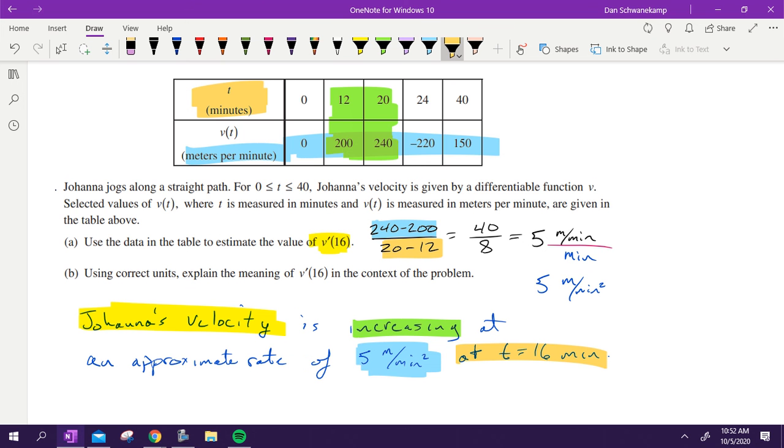I think I asked you this last week, but if we didn't put approximate, would they count off? They probably would not in this case, but it is an approximation, so it's a good idea to have that in there. Questions here?